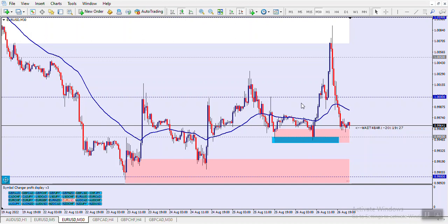Right, so it's just as simple as that. I want to see a zone, a demand zone or a support zone. In case of a sell, I need a supply zone or a resistance zone. In that zone, anywhere inside the zone is where I look for my entry. That was how I was able to cut this trade, right?